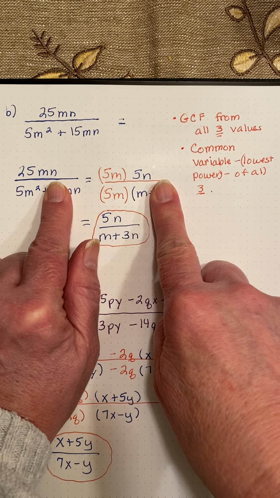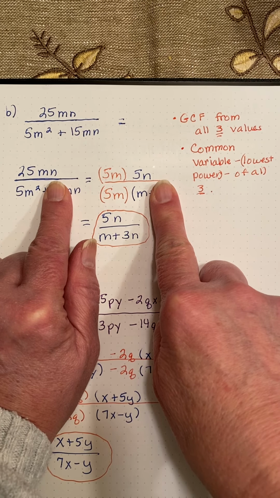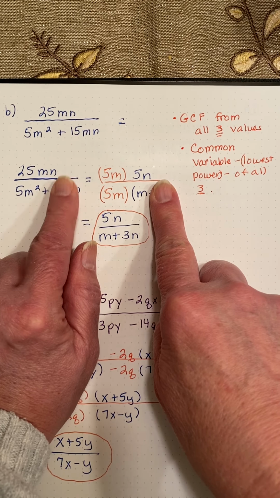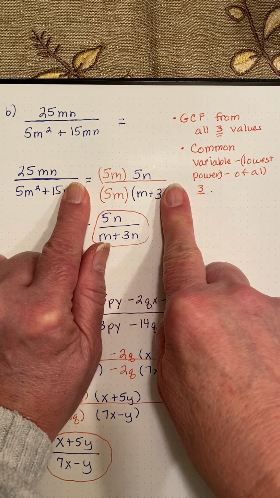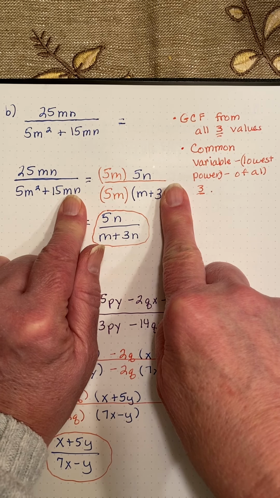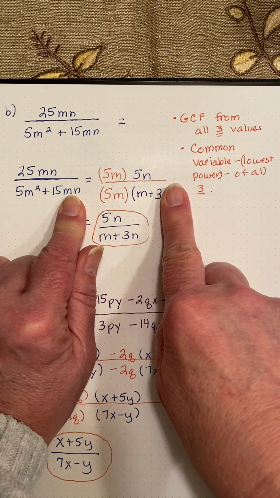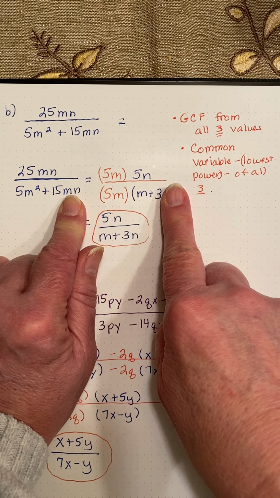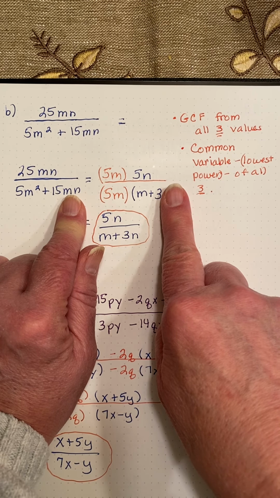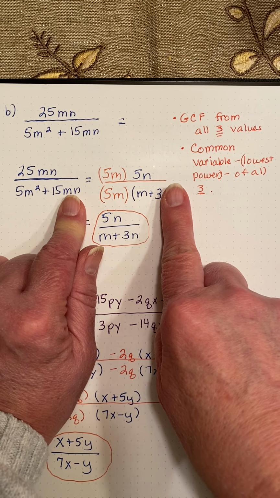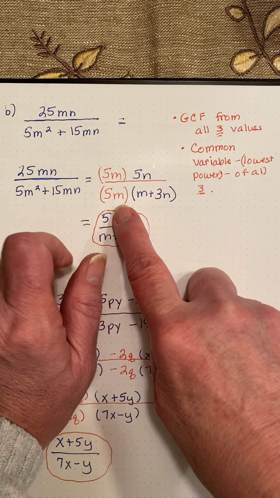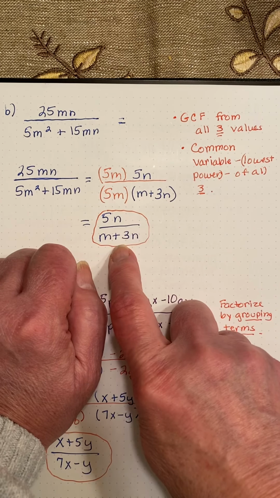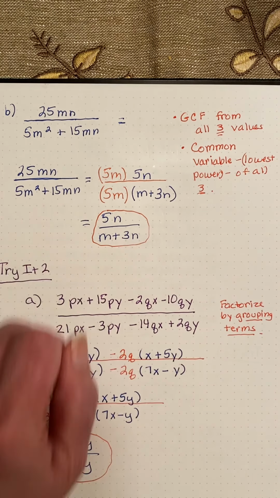M to the second divided by m, which is like m to the first. I subtract my exponents, I'm just left with m. So that's that part. Now, taking 5 out of a positive 15 leaves me with a positive 3. I take m out of that expression, so they disappear because it's gone, because m to the first minus m to the first is m to the 0. And then I'm left with n. Now I can cancel out my 5m's, and I'm left with 5n over m plus 3n. And that's my answer to that one.